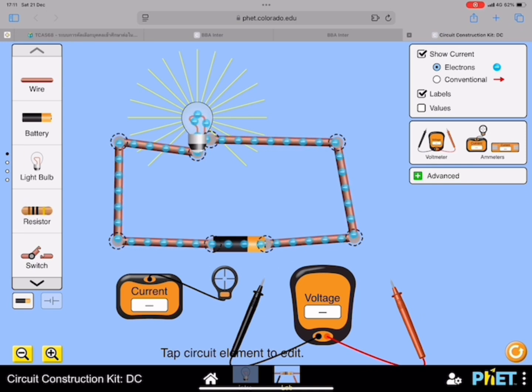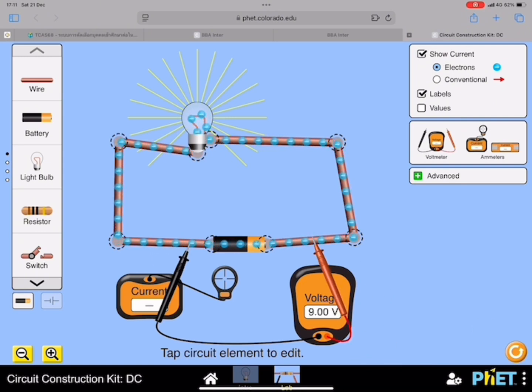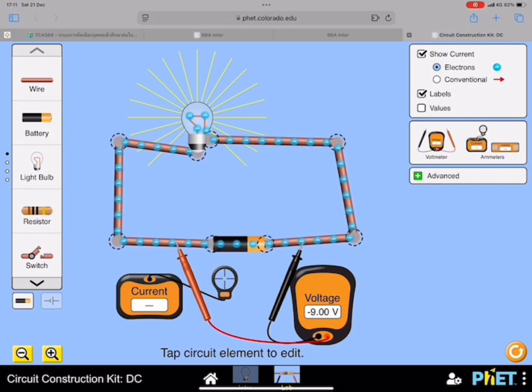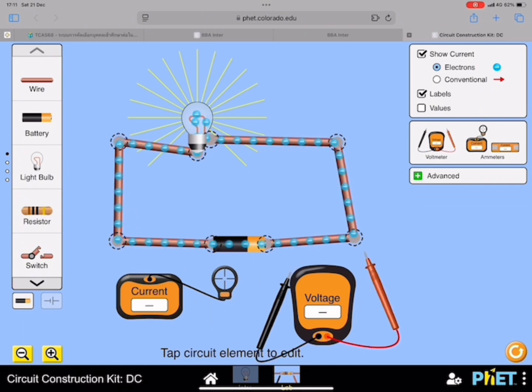And as you can see here, when I put it here, it shows 9 volts. And if I swap the red to measure it on the left hand, it shows a negative number, which is minus 9 volts. And this is because of the polarity of the probe. The red probe is typically the positive terminal. The black probe is the negative terminal or ground.